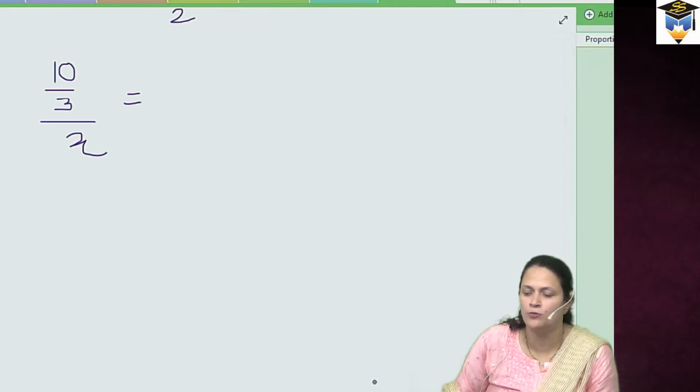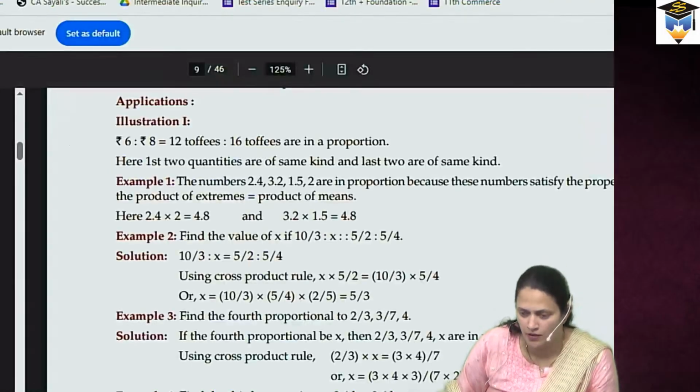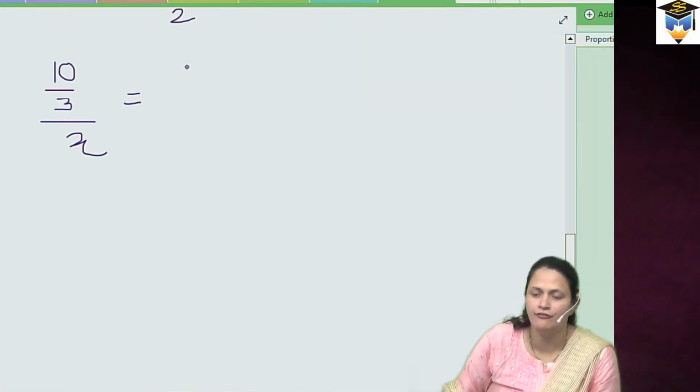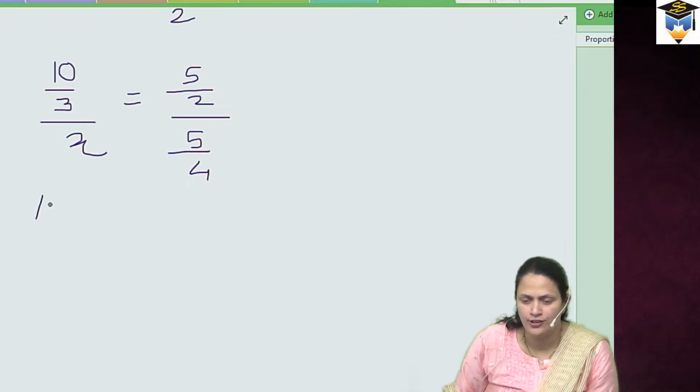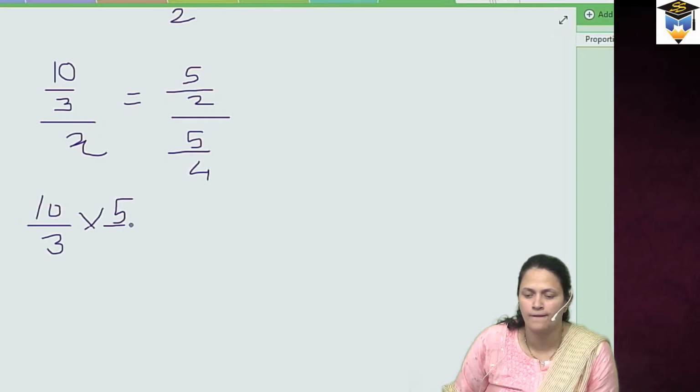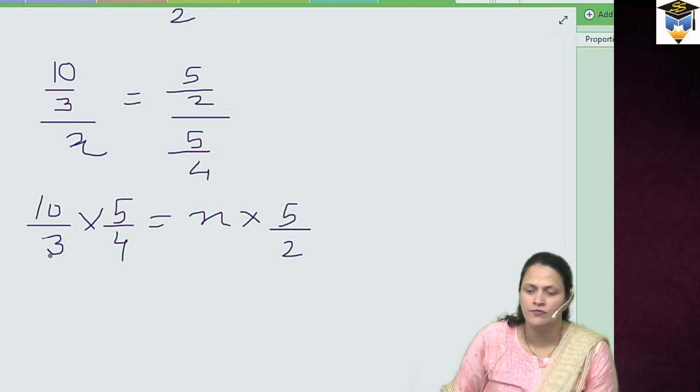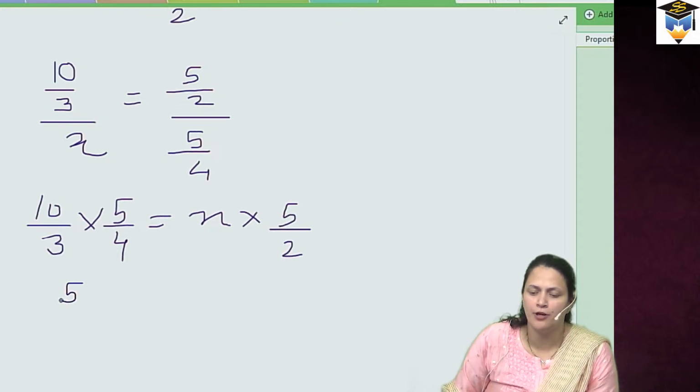This is given to be in proportion with 5 by 2 and 5 by 4. So our first step is, what do we do? Cross multiply. So 10 upon 3 multiplied by 5 by 4 is equal to x multiplied by 5 by 2. So now this is going to be 50 upon 12.